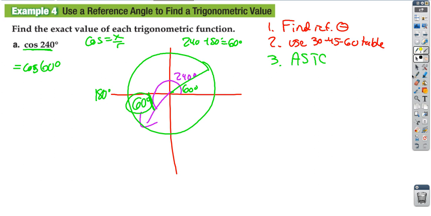You can kind of see the x coordinate right here, whatever that happens to be. It's like the exact same. This x and this x are pretty much the exact same, only this x is negative. Okay, this distance here is the same as this distance here. The only difference is because you're in the third quadrant, it's negative. So cosine of 240 is the same as cosine of 60, except it's negative.